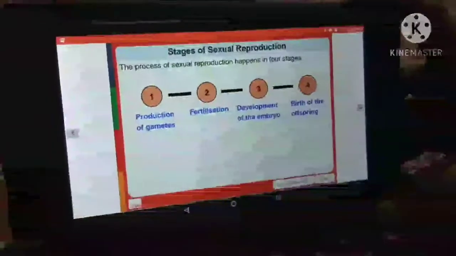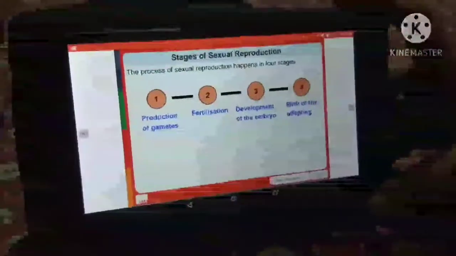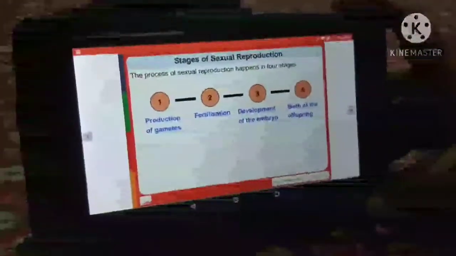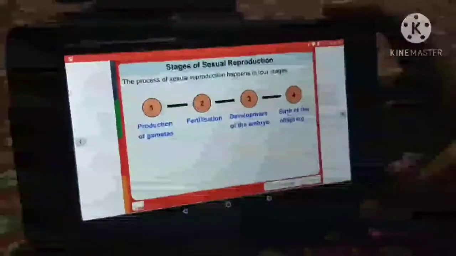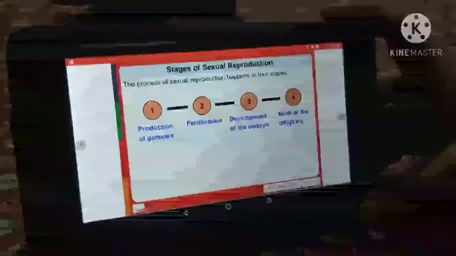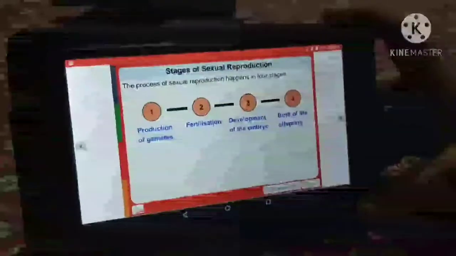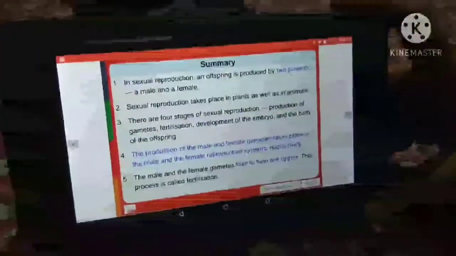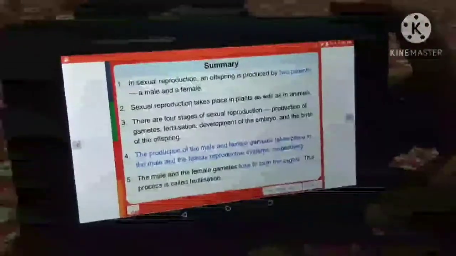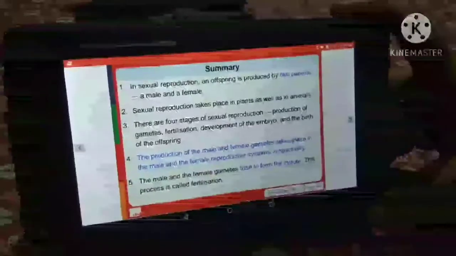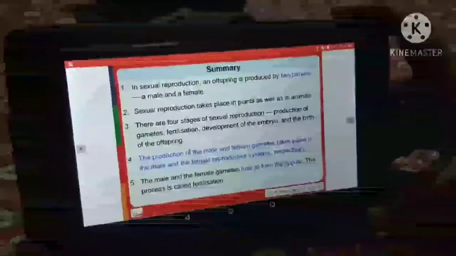Stages of sexual reproduction. First stage is production of gametes, second is fertilization, third is development of embryo, and fourth is birth of offspring. Summarize sexual reproduction as: in sexual reproduction, an offspring is produced by two parents, a male and a female.